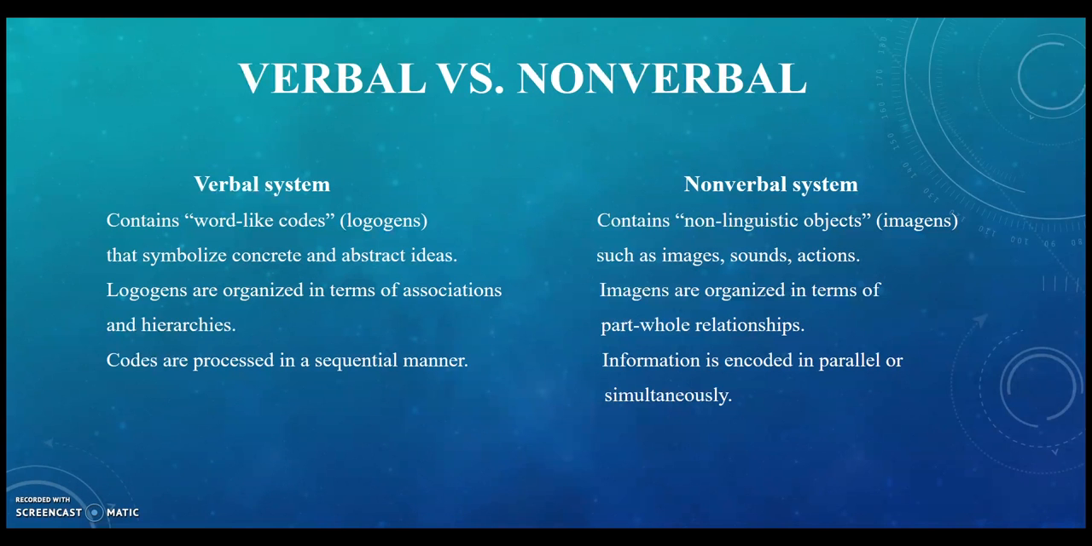The nonverbal system contains non-linguistic objects called imagens. Examples of imagens are images, sounds, actions, and visceral sensations to emotions. Imagens are organized in terms of part-whole relationships, and information is encoded in parallel and simultaneously.